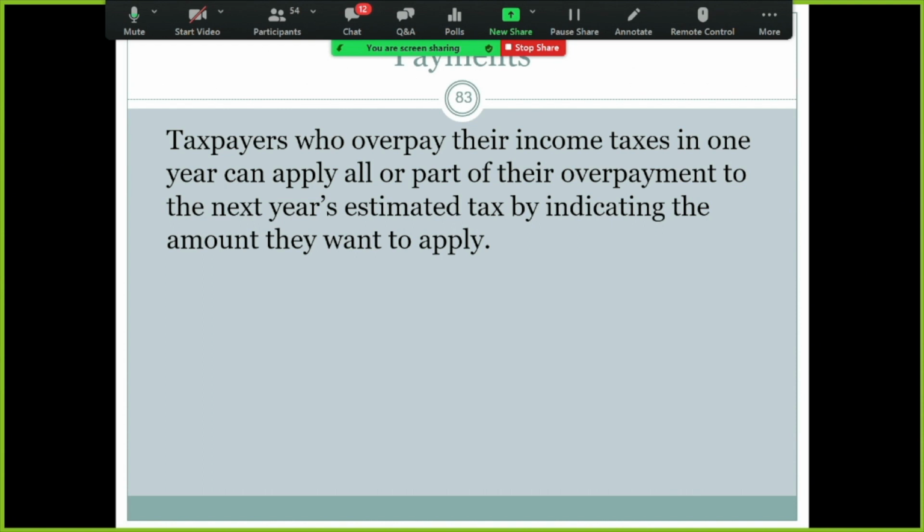So there are some options in TaxSlayer that we can assist those individuals with, or for those that have a refund, they can apply it to the next year's tax return.